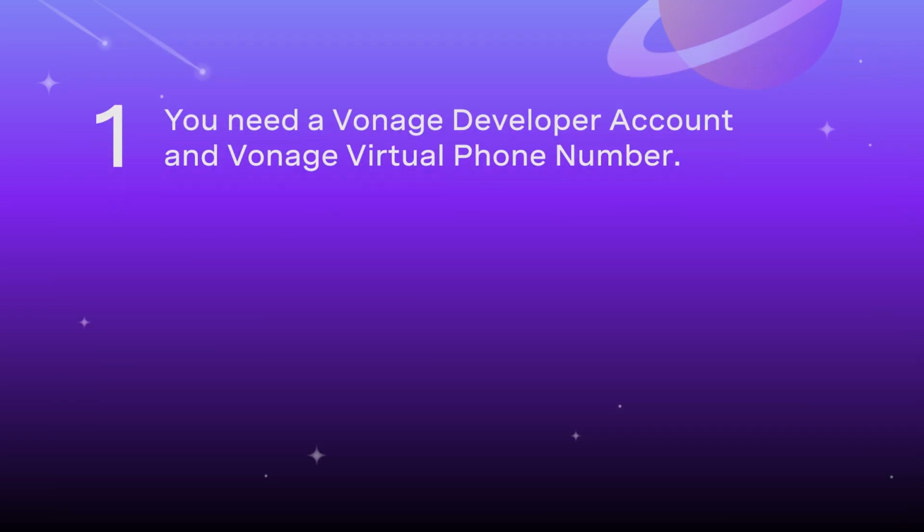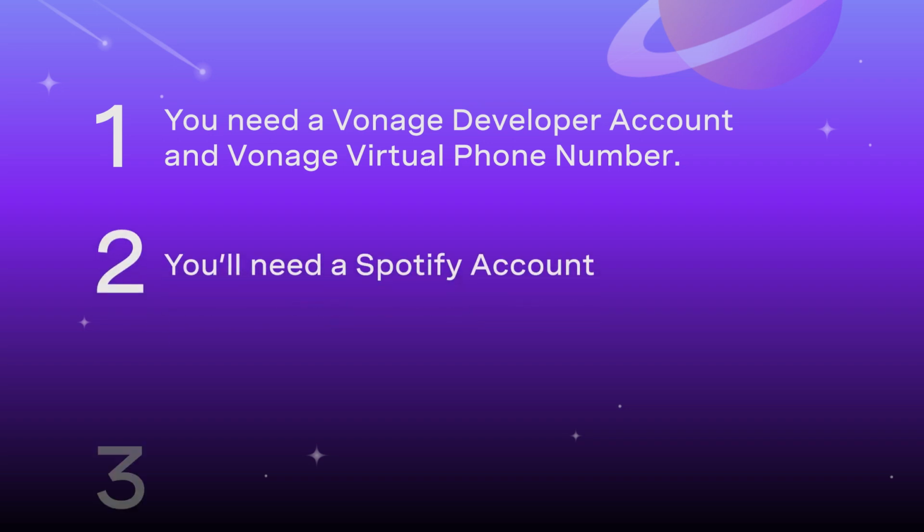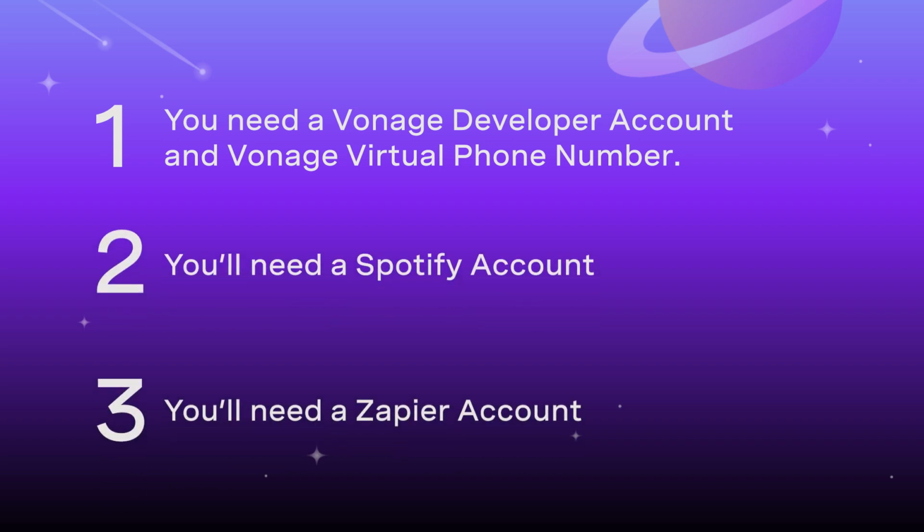First, you need a Vonage developer account and Vonage virtual phone number. Second, you'll need a Spotify account. And third, you'll need a Zapier account. You can find links in the episode notes for help on each of these steps.